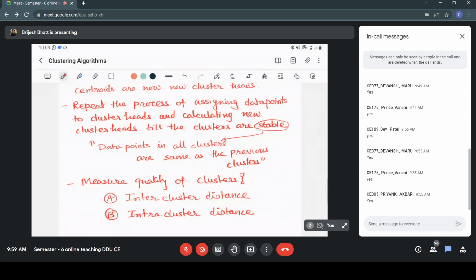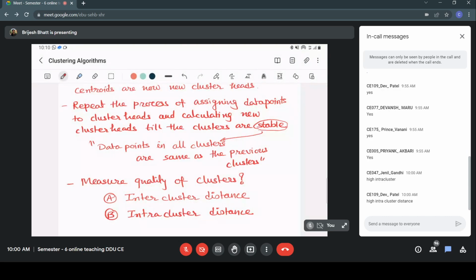So from the names, I would ask a simple question: do you want high inter-cluster distance or high intra-cluster distance? What is your opinion? Inter-cluster distance should be high or low? Dave says high intra-cluster distance. Yes, so clusters should be as far as possible from each other.